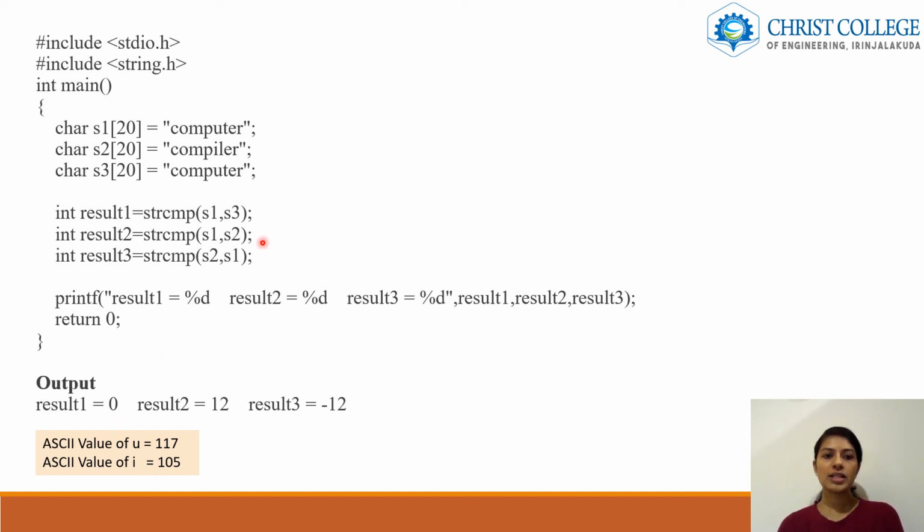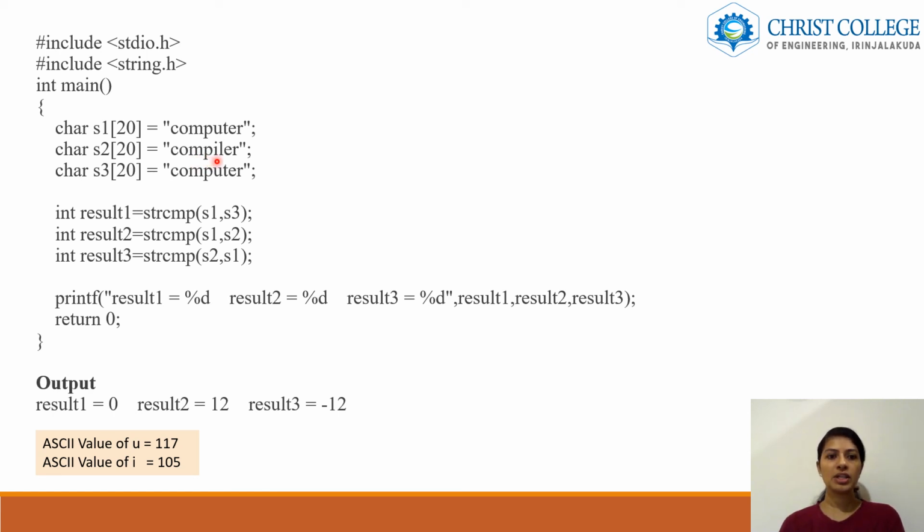Next is strcmp of S1, S2. S1 is computer and S2 is compiler. When this function is called, the comparison will start from the 0th position and the comparison will be done in a character by character fashion. So here these are the two strings S1 and S2. So the comparison starts from here. So here in the 0th position in both strings we have the same character. Now the comparison will be done with the next characters. They are also same. The next two characters are also same. The next two characters are also same.